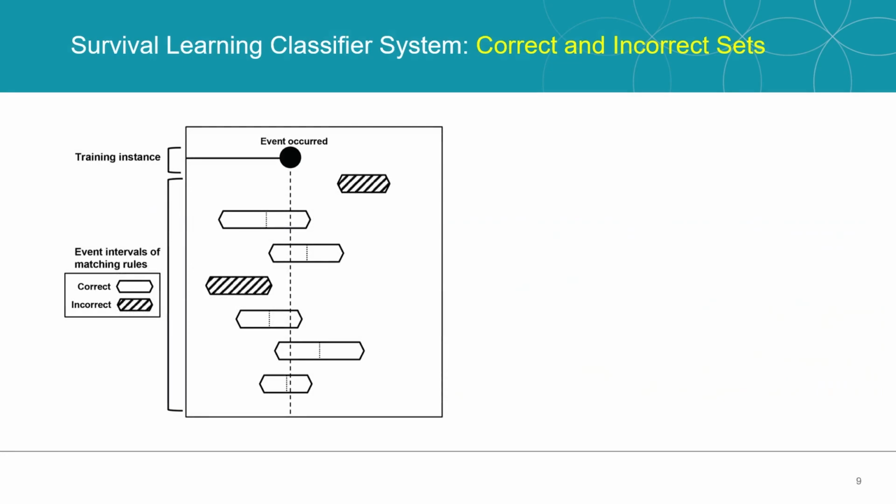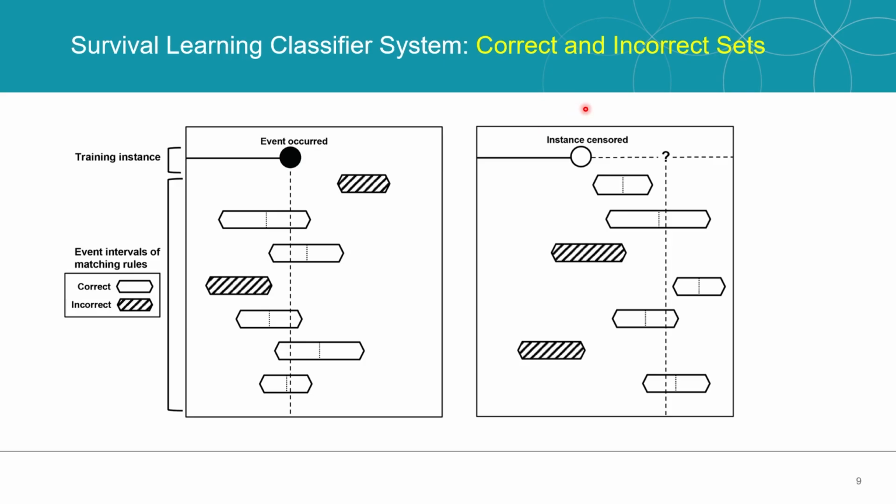Now let's step back and look at correct and incorrect sets across a number of rules. First, we'll look at training instances that were not censored, and we know the event happened at this given time point. These shapes show different event intervals for matching rules in our rule population. We can see that rules with an event interval that captures the event time would be placed into a correct set, and rules with an event interval that doesn't capture the event time point would be put into an incorrect set.